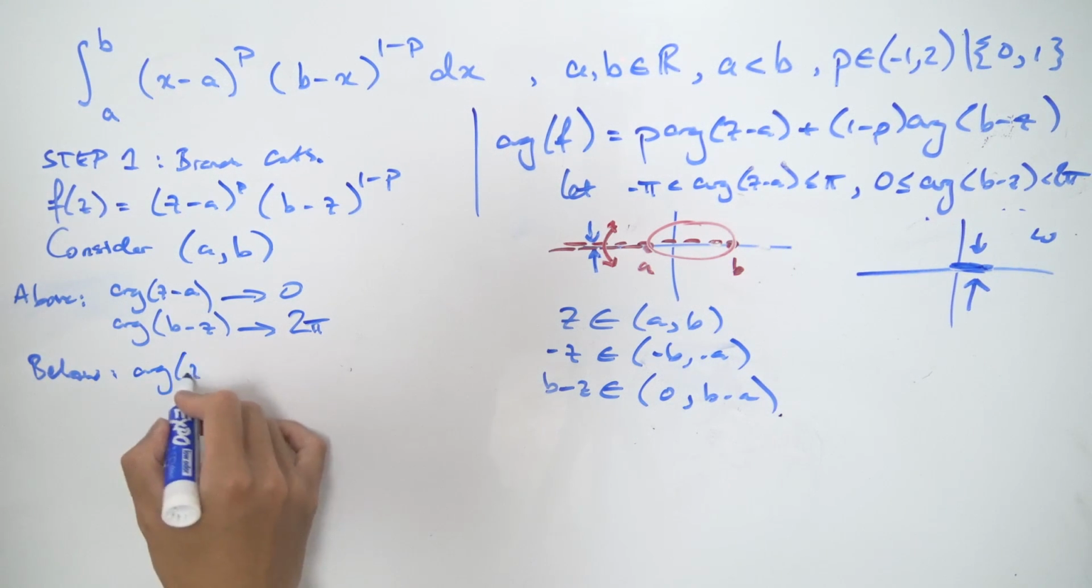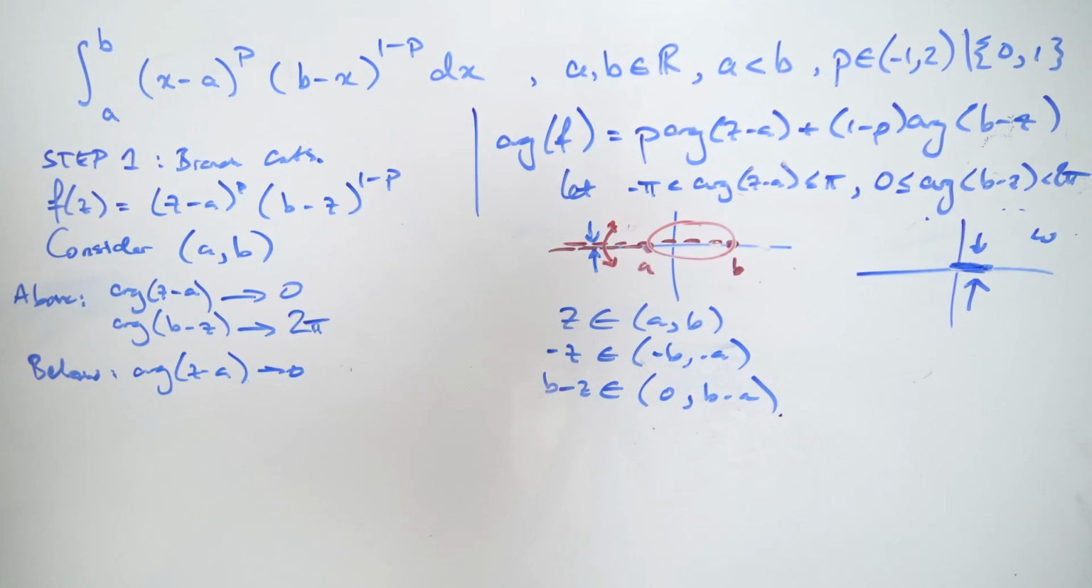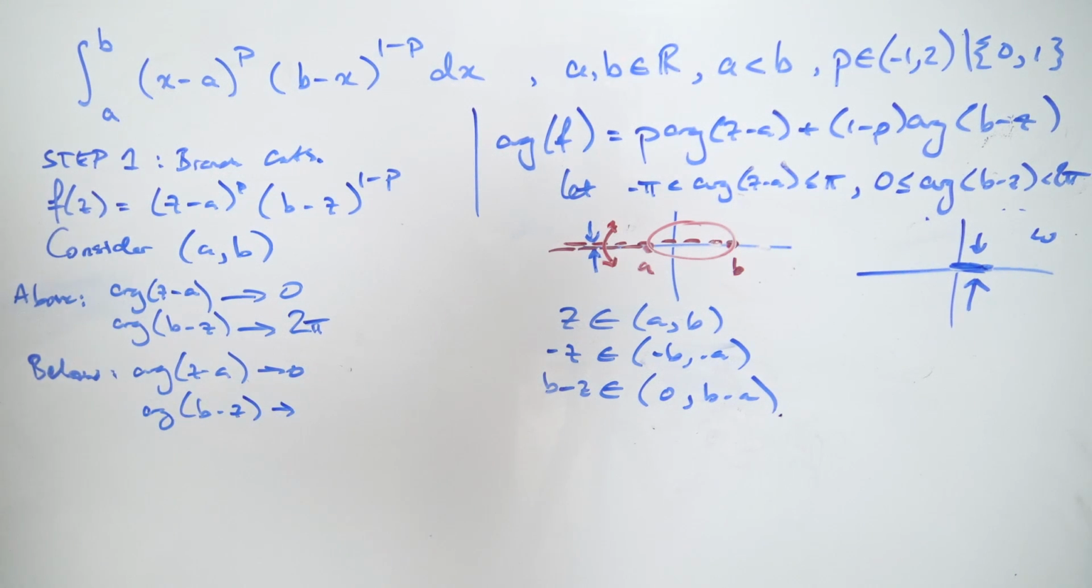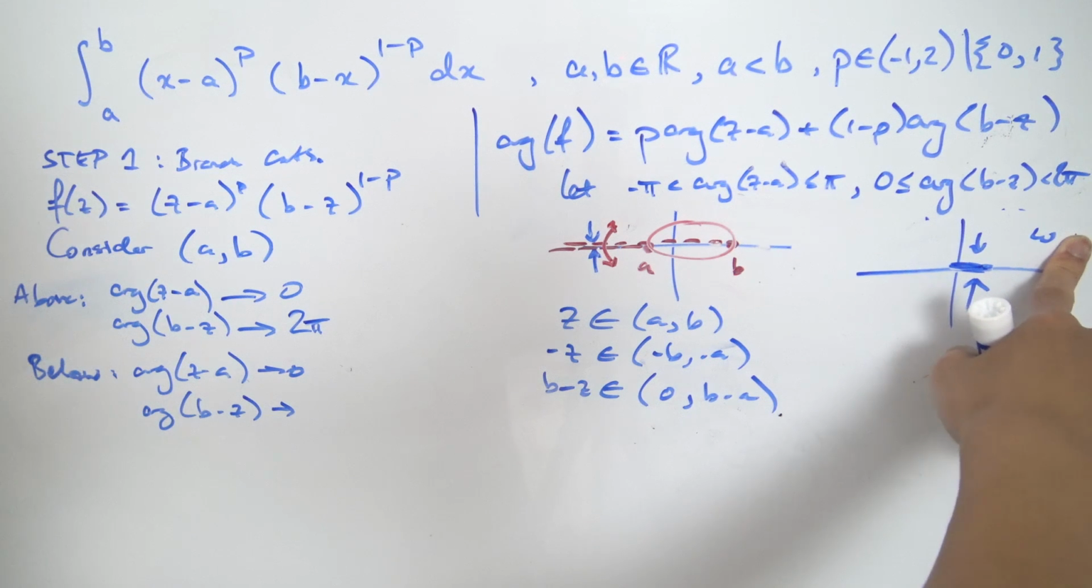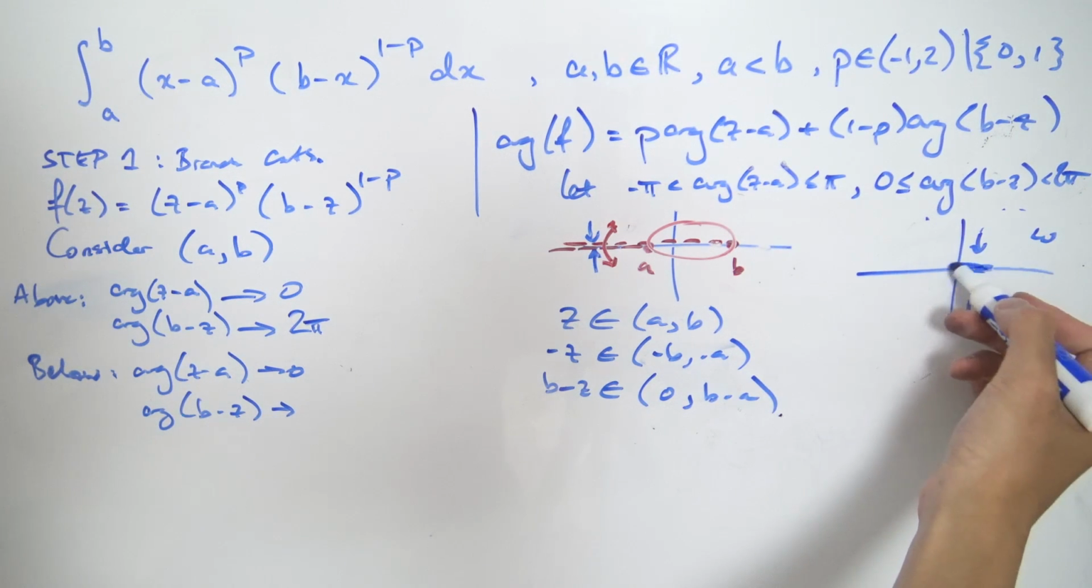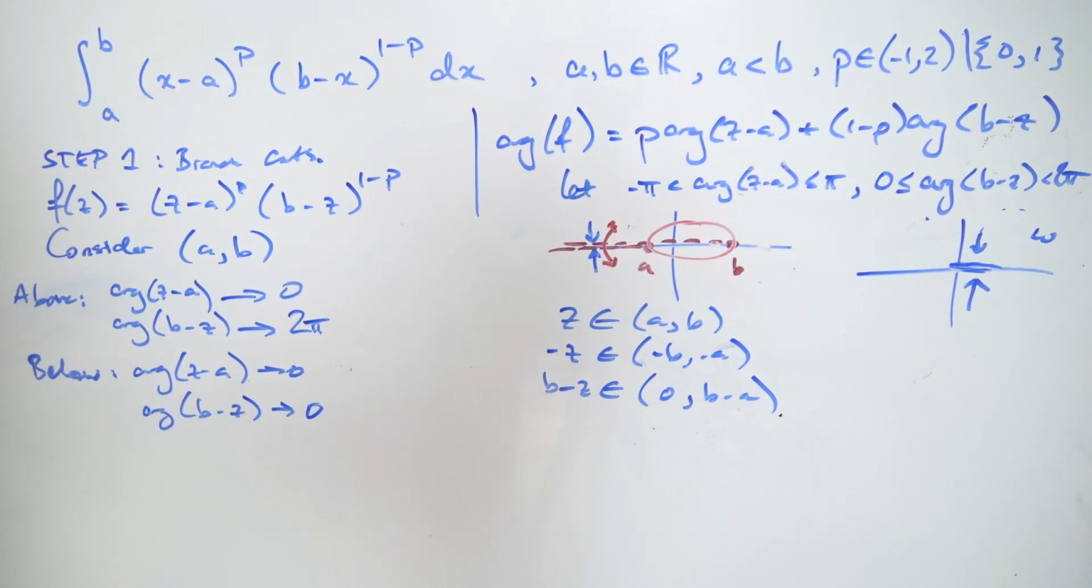Well, arg of z minus a, again, that's going to approach 0. And arg of b minus z, that is going to approach, well, you look at this picture once again. If approaching from below, we have a negative imaginary part that's reducing. Because we have negative, on the w plane, we're going to have a positive imaginary part that's reducing. So it's going to reduce down to an angle of 0.